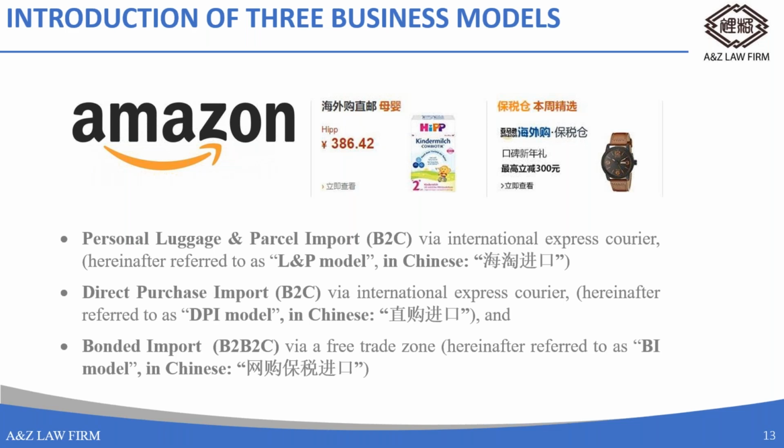So we have the three you can see in the slide. The first model is called personal luggage and parcel import, which is a model going B2C, and it works via international express courier, right? The second model will be also B2C, but we have a direct purchase import, and it's also via international express courier. This model, we usually call it DPI model in English.